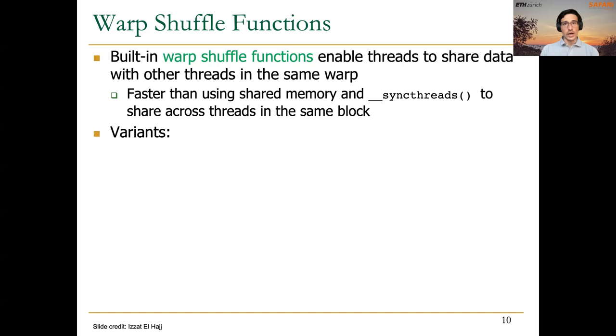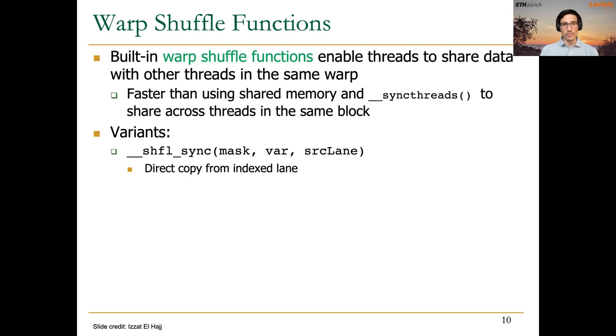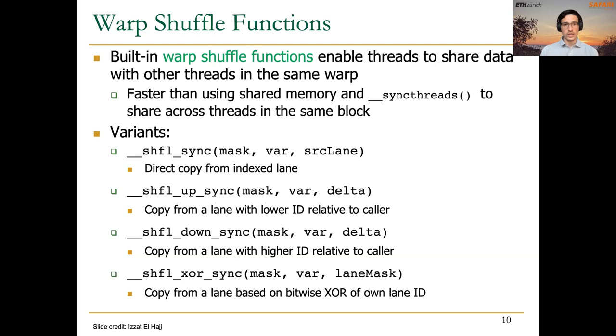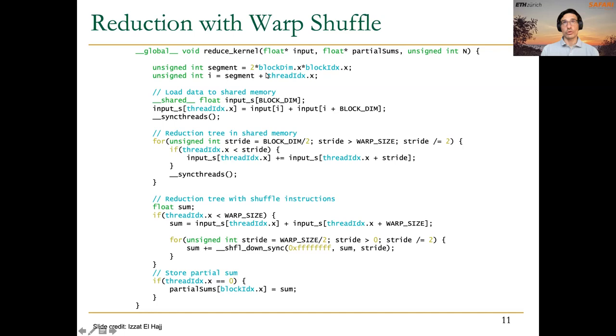And there are different variants of these warp shuffle functions. There is, for example, shuffle sync to perform a direct copy from the indexed lane. There is shuffle up sync to get the value from a thread with a lower ID, or shuffle down for a higher ID, or shuffle xor based on a bitwise XOR of the own lane ID. And this is the code for the reduction with warp shuffle. Observe that in the very beginning, we are assigning an index obtained based on the block ID and the thread ID.